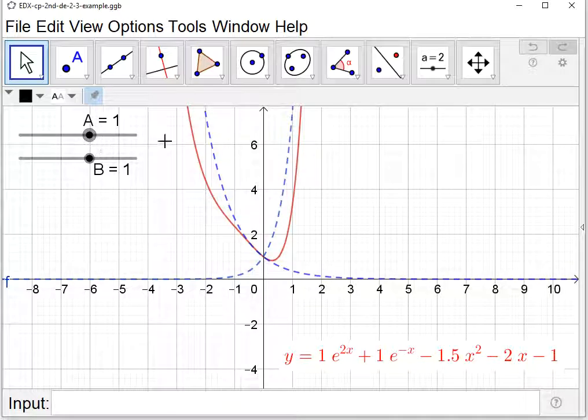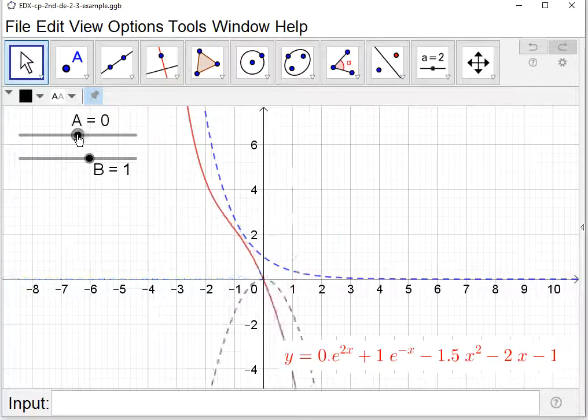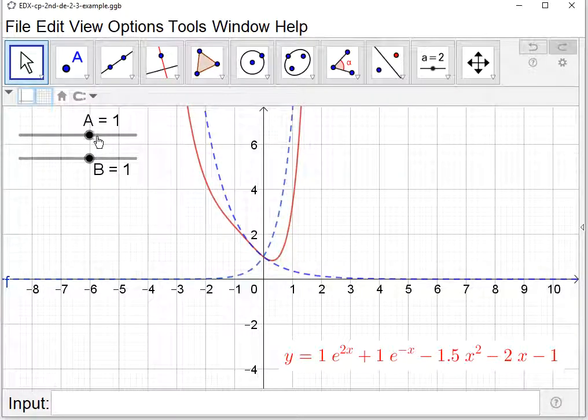Other things to note, if we consider large values of x first, so when x is a large number, this b e to the minus x will tend to 0, and the dominant term will be this a e to the 2x. The quadratic will be big, but it won't be as large as this dominating e to the 2x. So when we are looking at large values of x, we can see that the red solution is very close to this blue a e to the 2x solution for large positive values of x.